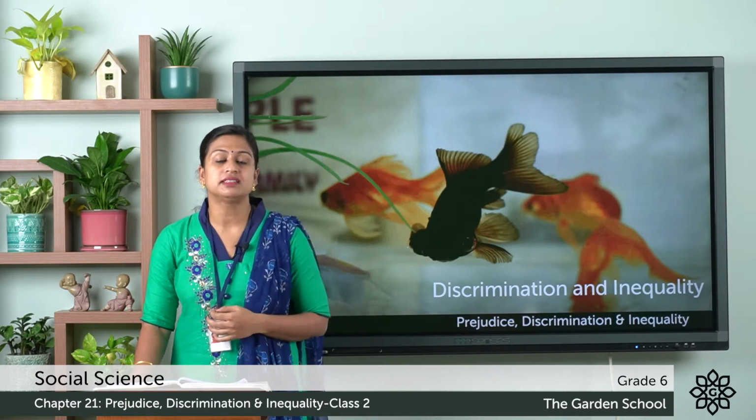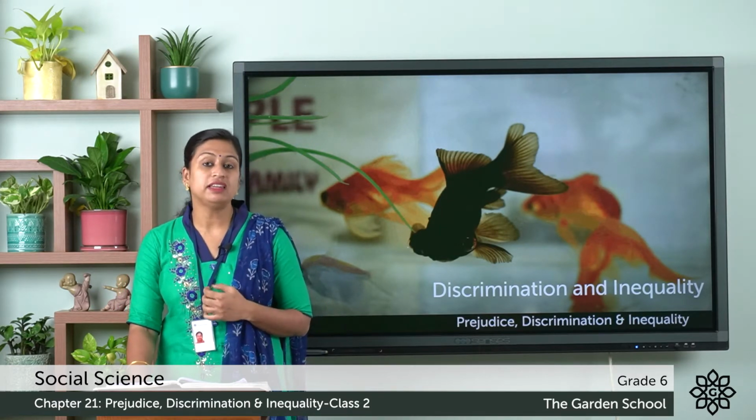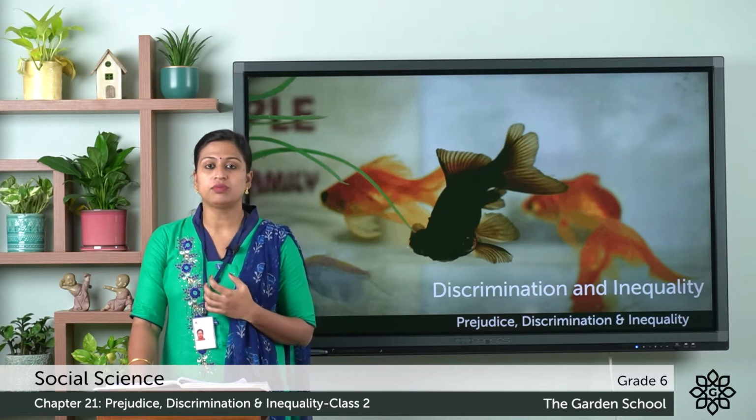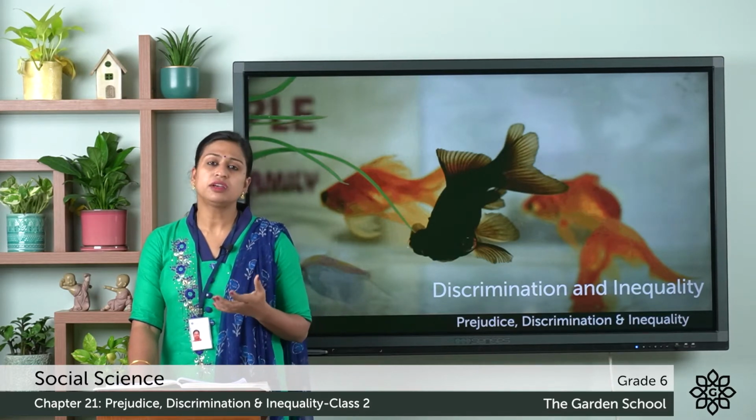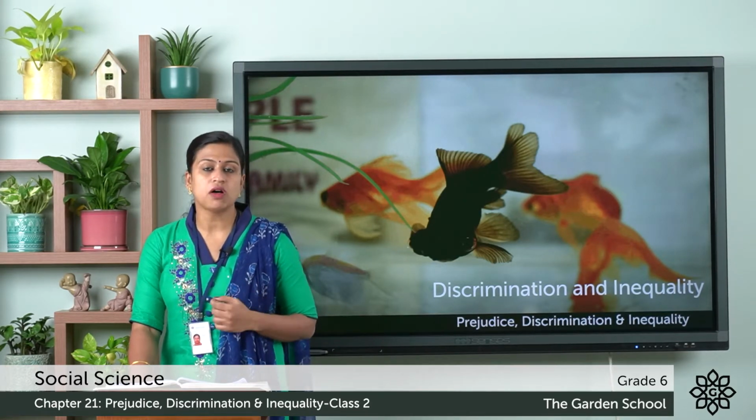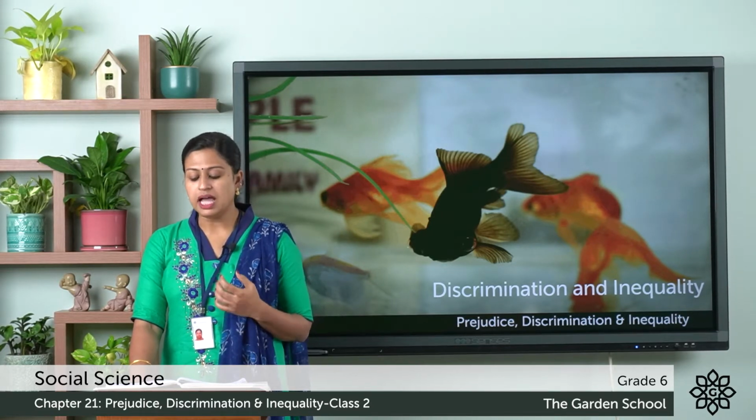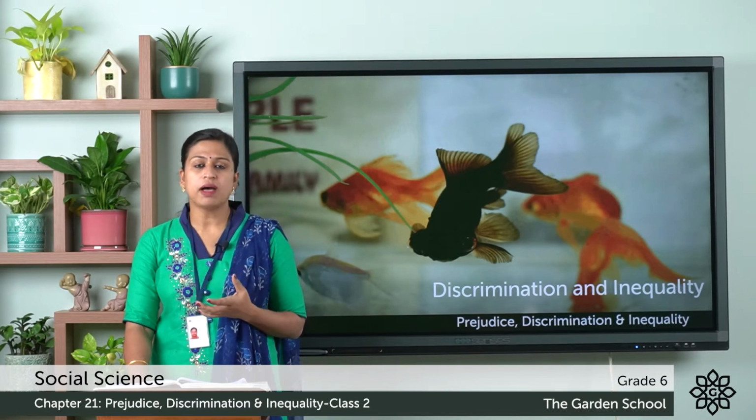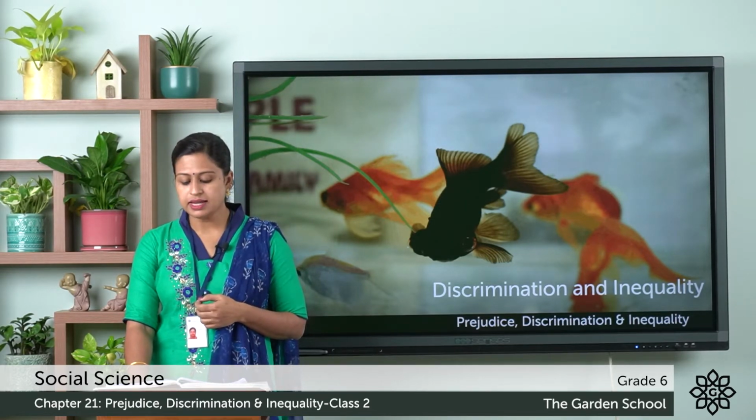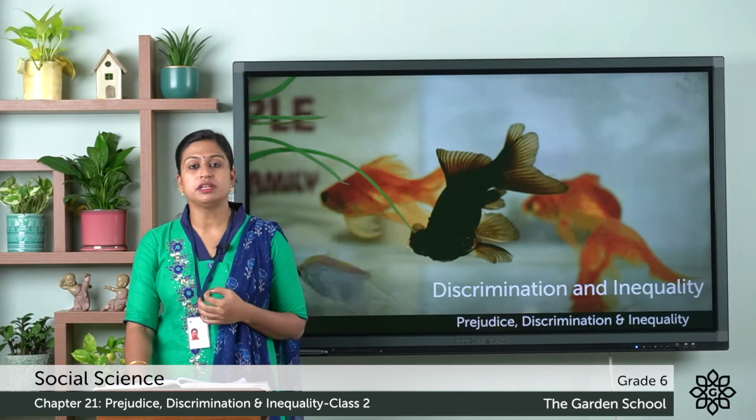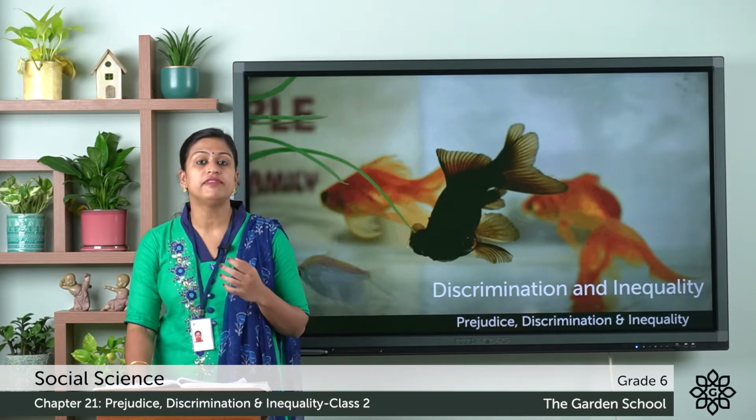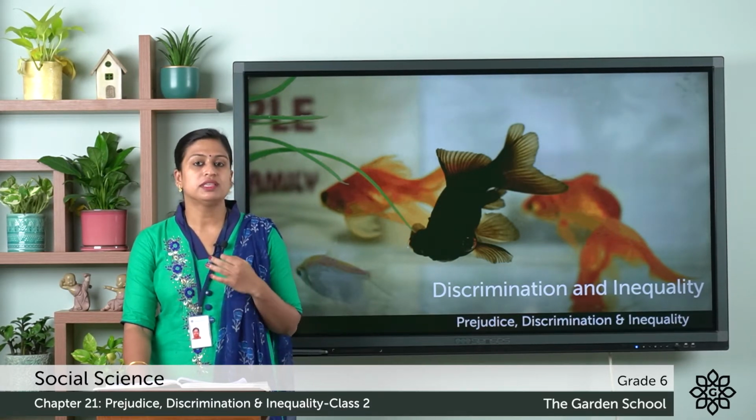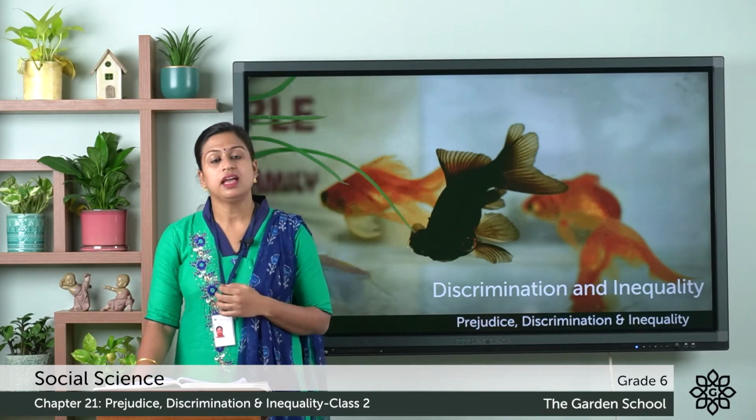Now, the next term is inequality. How will you define inequality? Inequality is the quality of being unequal or uneven, and this inequality can be due to the unequal status of people in society, unequal access to resources and opportunities, social inequality due to the caste system, and also economic inequality due to the unequal distribution of wealth and income. So, this was about discrimination and inequality.